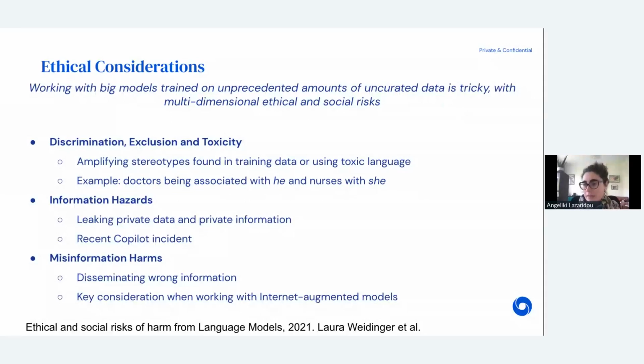Elena already talked about using the internet with our models. Again, anybody can post anything on the internet, and it's a key consideration when you use internet augmented models to make sure not to be disseminating wrong information from the internet back to the model, back to the user.